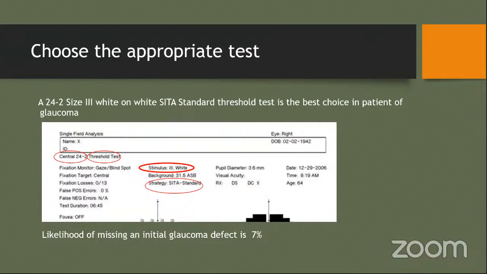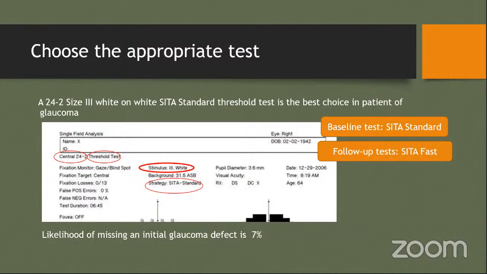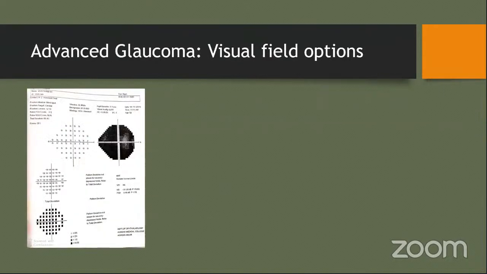The likelihood of missing the diagnosis of glaucoma with such a strategy is very low, approximately 7%. So this can be used as a standard practice for glaucoma evaluations. At the baseline, we can use SITA Standard, and for the follow-up test, we can use SITA Fast. In advanced glaucomas, this 24-2 is severely depressed, and such fields may not be sufficient for follow-up changes in future.